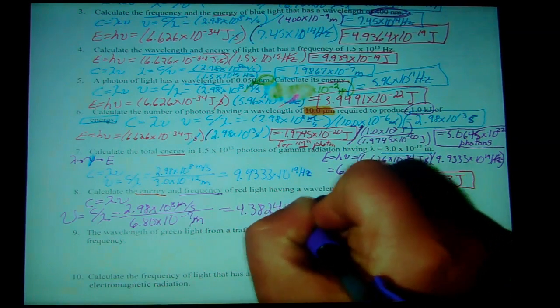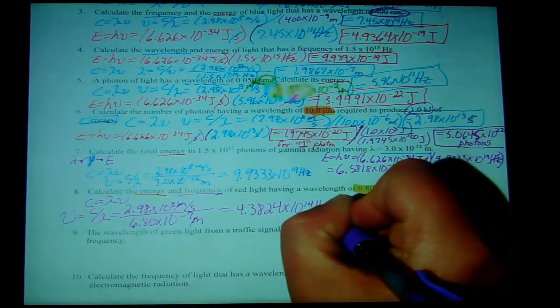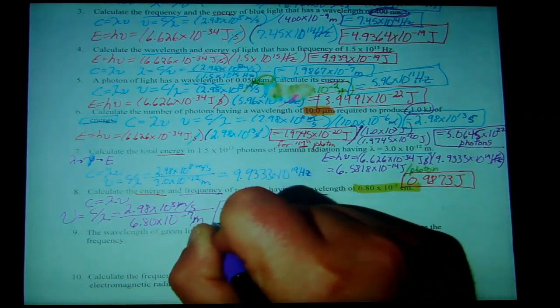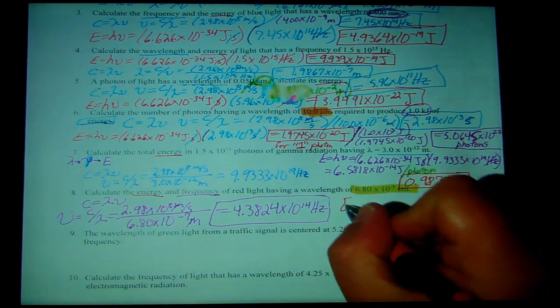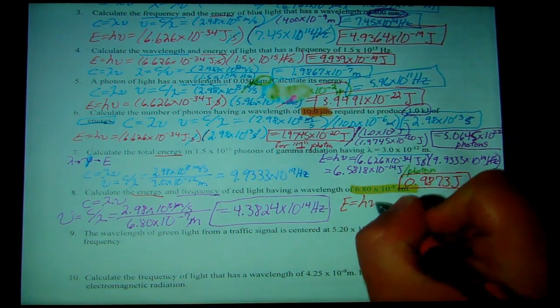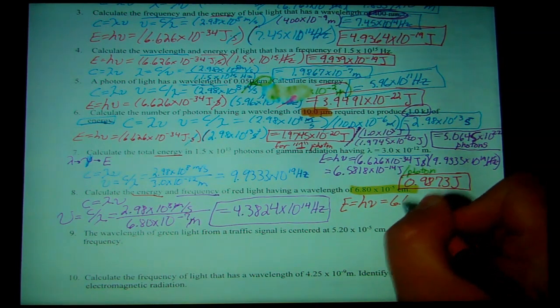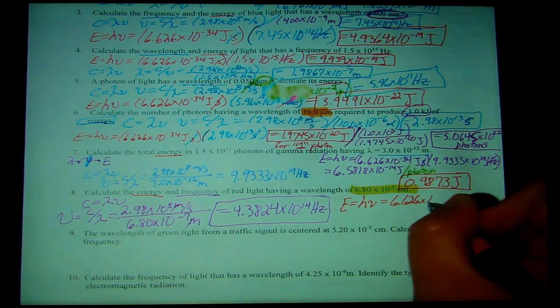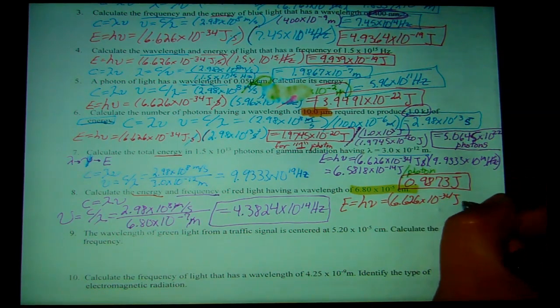4.3824 times 10 to the 14th. And that is hertz. So there's one answer. And then the second answer, this is probably the favorite one you guys have once you have frequency to solve this, because it's literally just Planck's constant, 6.626 times 10 to the negative 34 joule seconds.